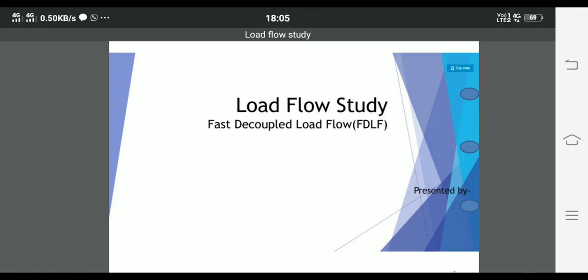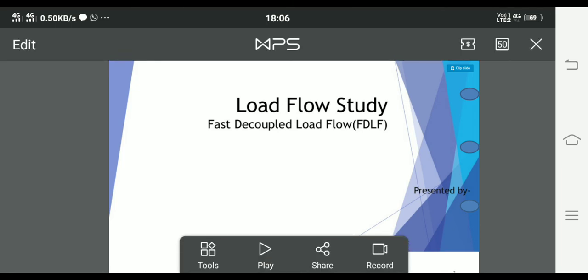The final conclusion is that the fast decoupled load flow method is one of the best methods to get the solution easily and accurately, and the time required to get the solution by this method is very less when compared to that of the Gauss-Seidel method and also the Newton-Raphson method.